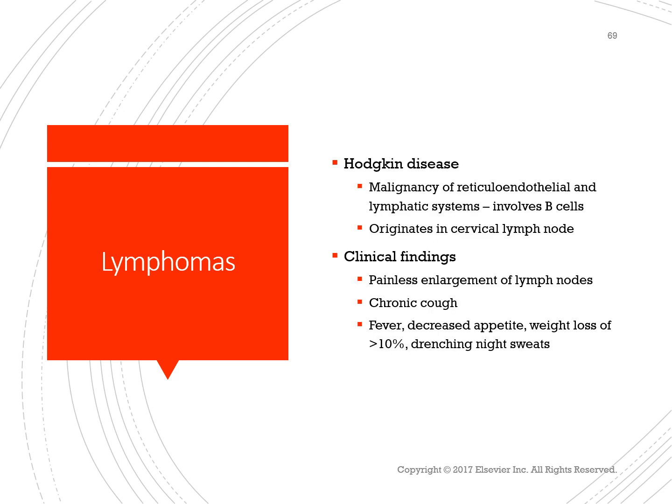For Hodgkin's disease, this is a malignancy of the reticuloendothelial and lymphatic systems, and this involves the B cells. These will originate in the cervical lymph nodes. Clinical findings: they have painless enlargement of their lymph nodes, chronic cough, fever, decreased appetite, weight loss of greater than 10%, and drenching night sweats.